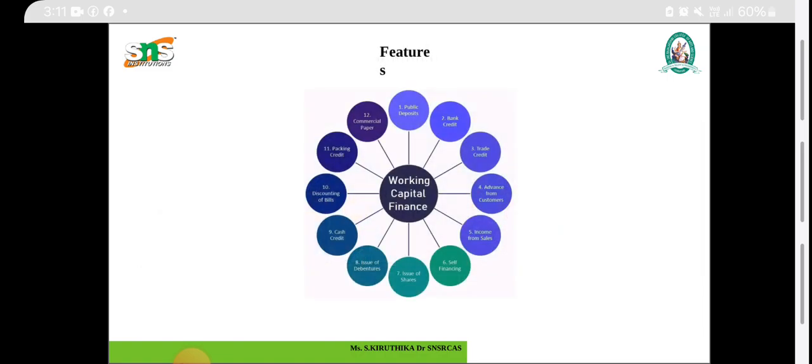Now we will see features of working capital. There are 12 features in working capital. We will see them one by one. In that image we see public deposits and bank credits, trade credits, advances from customers, income from sales, self-financing, issues of shares, issues of debentures, cash credit, discounting of bills, packing credit and commercial papers. Apart from that we have a few more features of working capital management.